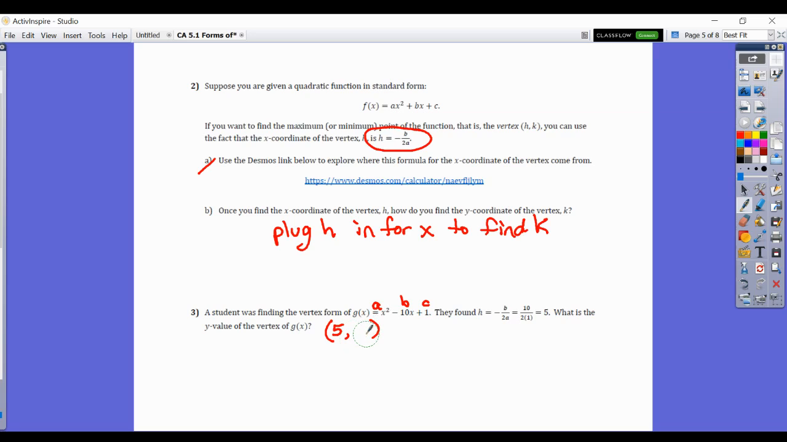So how do we find this k value? We take the 5 and we plug it back in. So we're basically finding g of 5. So we would do 5 squared minus 10 times 5 plus 1. That's 25 minus 50. That's negative 25 plus 1 is negative 24. So that would be my k value. And that's how you can find the vertex from standard form.